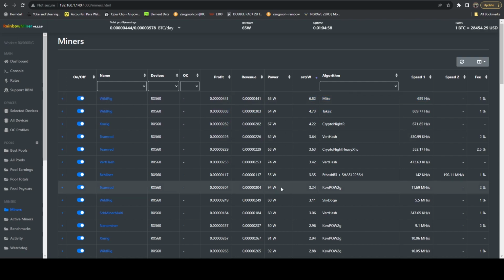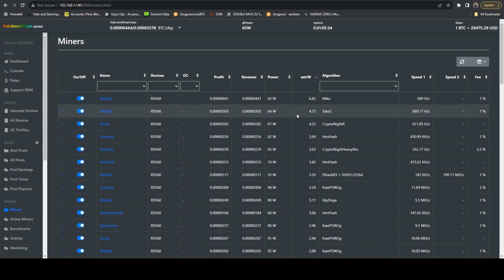Now this is a near real-time chart, so this will update as it pulls more information from all its profitability sources. It's looking at network difficulty, it's looking at things like What to Mine, it's looking at Zerg Pool, it's looking at Z Pool, it's looking at Mining Dutch, ProHashing, all these various sources to assemble this information along with the hash rate and power consumption that your cards have reported. And so what we can see, we've got Mike, Take Two, we've got CryptoNight R, we've got VertHash, then we've got Haven. So these are kind of those top coins that we would be looking at.